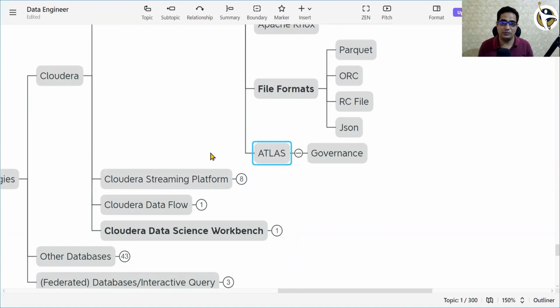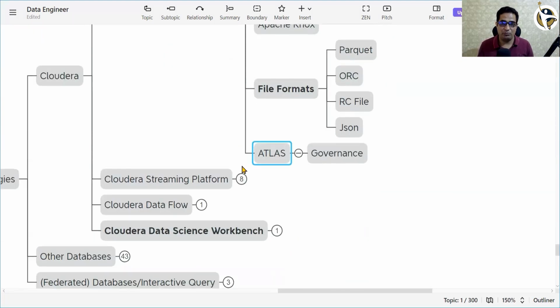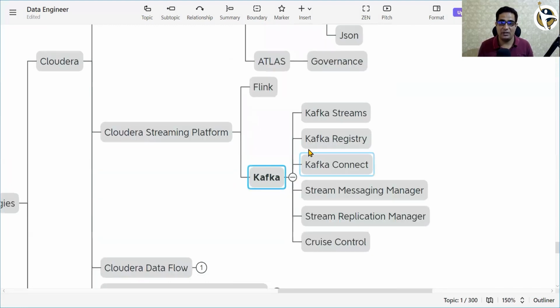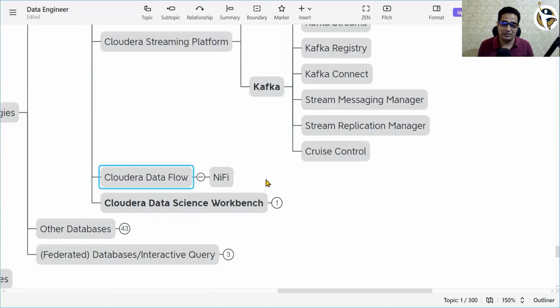Atlas is another tool which is used inside the CDP platform for governance activities. So that is about the CDP platform, but there are also Cloudera streaming platforms like Flink and Kafka. In Kafka, again, you have Kafka Streams, Schema Registry, Kafka Connect, Kafka Messaging Manager, Stream Replication Manager, and Cruise Control. So these are some of the things you need to know as part of your messaging framework, that is Kafka.